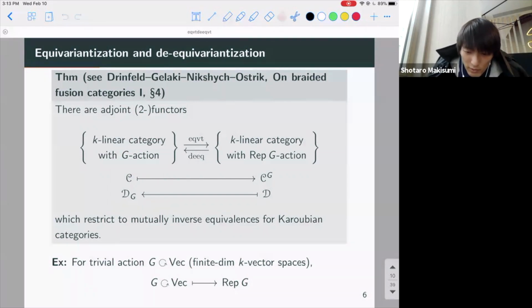So just as an example, I haven't told you how this works yet, but for example, if I take just a trivial action of my category G on finite dimensional vector spaces. So for every little g in G, my endofunctor f_g is just the identity functor. Then in that case, this construction will spit out the category of representations of G. So let's see how this works.